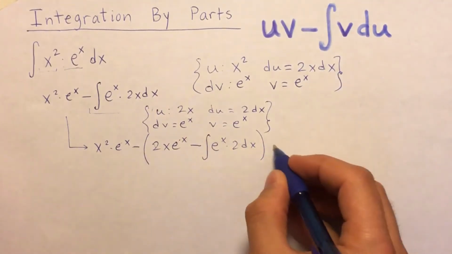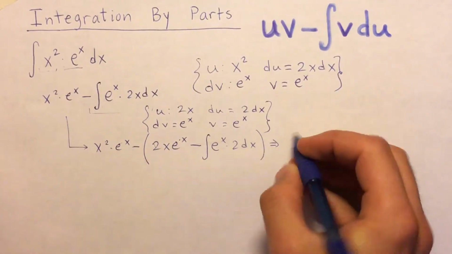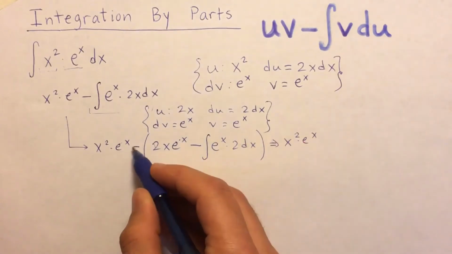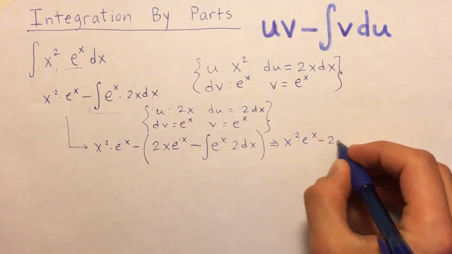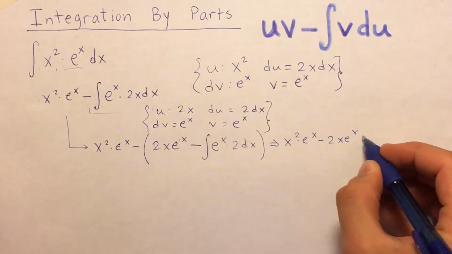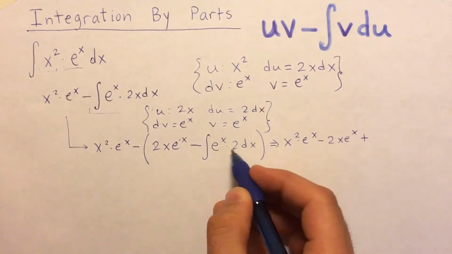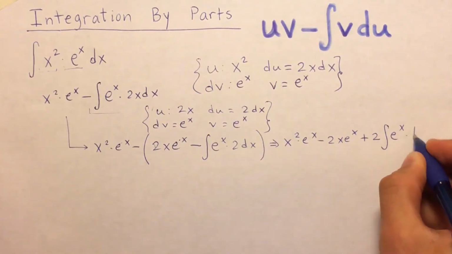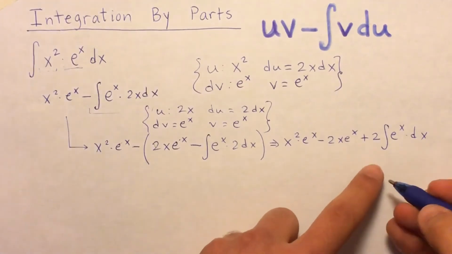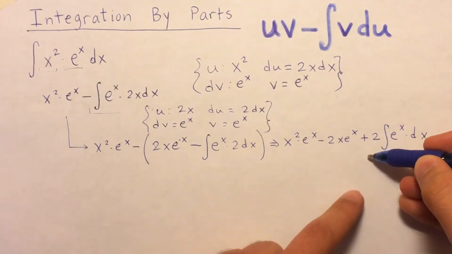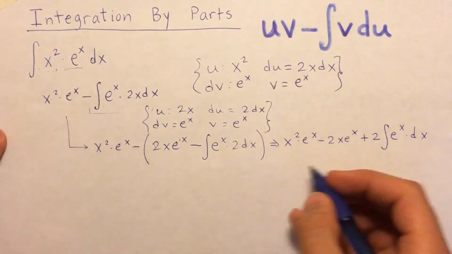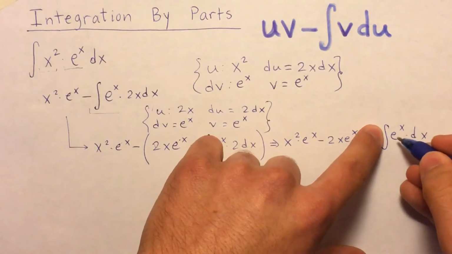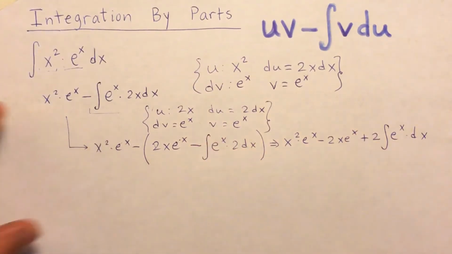So now, let's go ahead and simplify this. So you would keep that, x squared times e to the x. We distribute the negative, so minus 2x e to the x, and that would be plus the integral. Let's just bring this constant out. So plus 2, and then integral of e to the x dx. So now this is a very simple integral. The integral of e to the x is e to the x, and then we have the constant, 2e to the x.